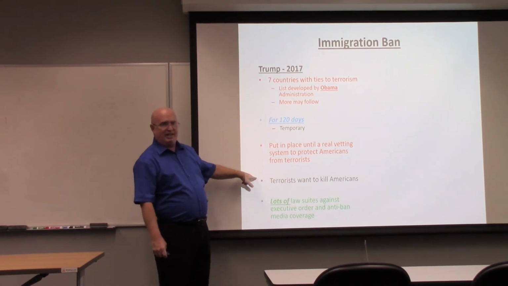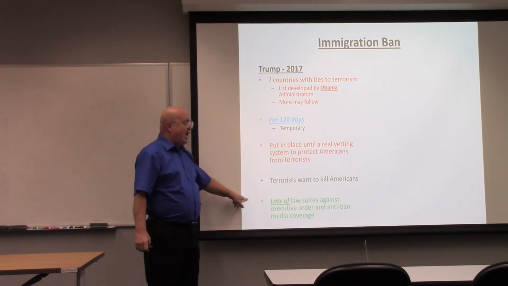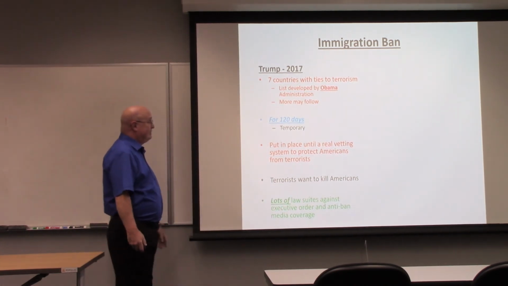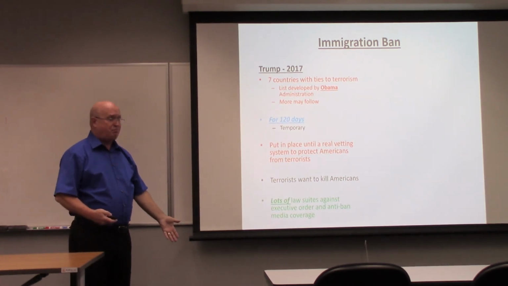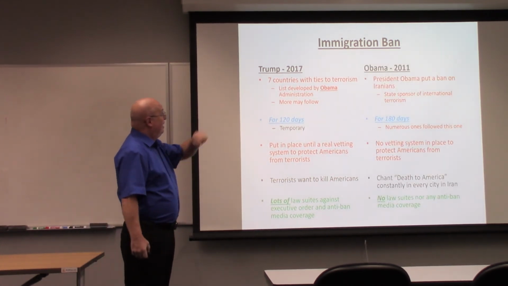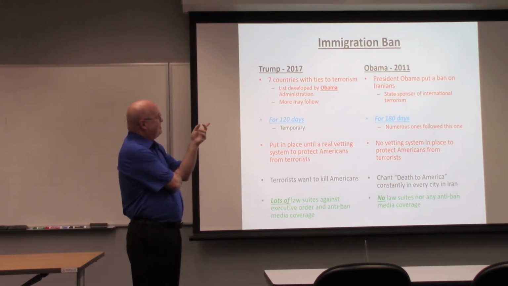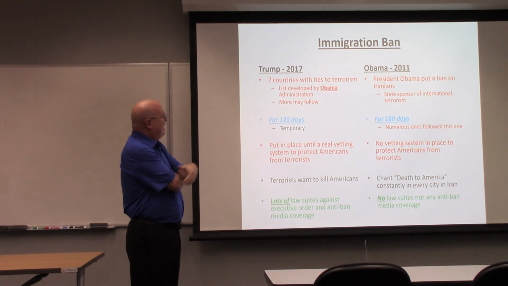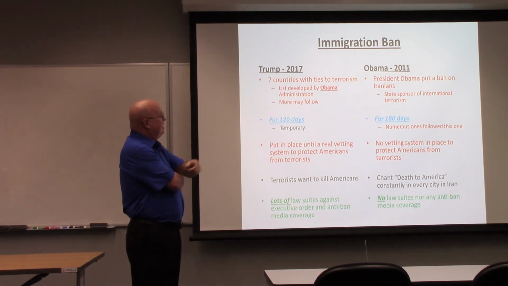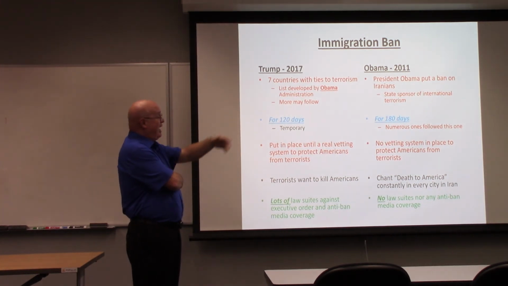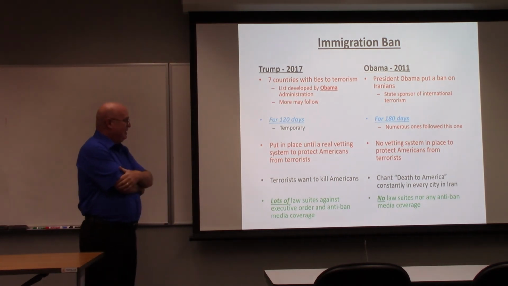And remember, terrorists want to kill Americans. And we got 9/11 and a few other things to look at that. A lot of lawsuits because of this. Now, over time, none of the lawsuits panned out, but they were there. Now, let's go back 6 years. President Obama put a ban on the Iranians, state sponsor of international terrorism, for 180 days, not 120. Numerous ones followed. No vetting system was in place, that's why he put it in there. They chant death to America constantly in every city.